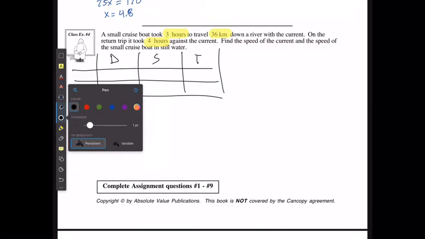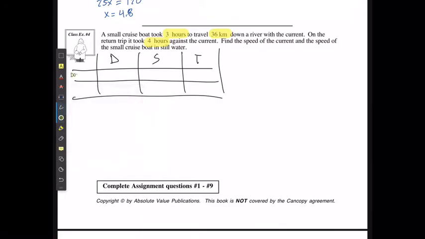And I'm going to say that this is going to be downstream. And this is going to be upstream. Now, I'm going to say that the speed of the boat is going to be x, and the speed of the current is going to be y. Well, if I'm going downstream, the speed of the current is going to push the speed of the boat faster. If I'm going upstream, then I'm going to have the speed of the boat, and then the speed of the current is going to push against the speed of the boat. In this case, the time was 3 hours. In this case, the time was 4 hours.